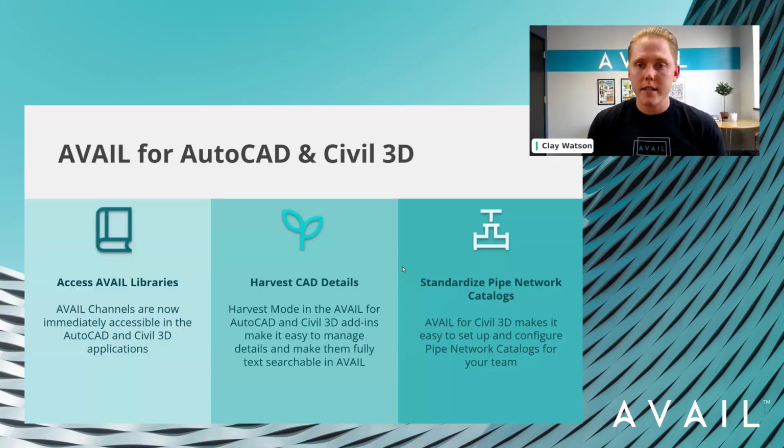So when we talk about AutoCAD and Civil 3D, this is still a relatively new functionality with Avail. We've always supported DWG files and things like that. You could bring them into Avail, but it's never been as seamless as what we've got with our Revit plugin. If you're familiar with the Revit workflows in Avail, we've got our own project navigator in Revit, and you get the ability to harvest container files from Revit into Avail. So there's a lot of support there around those specific workflows.